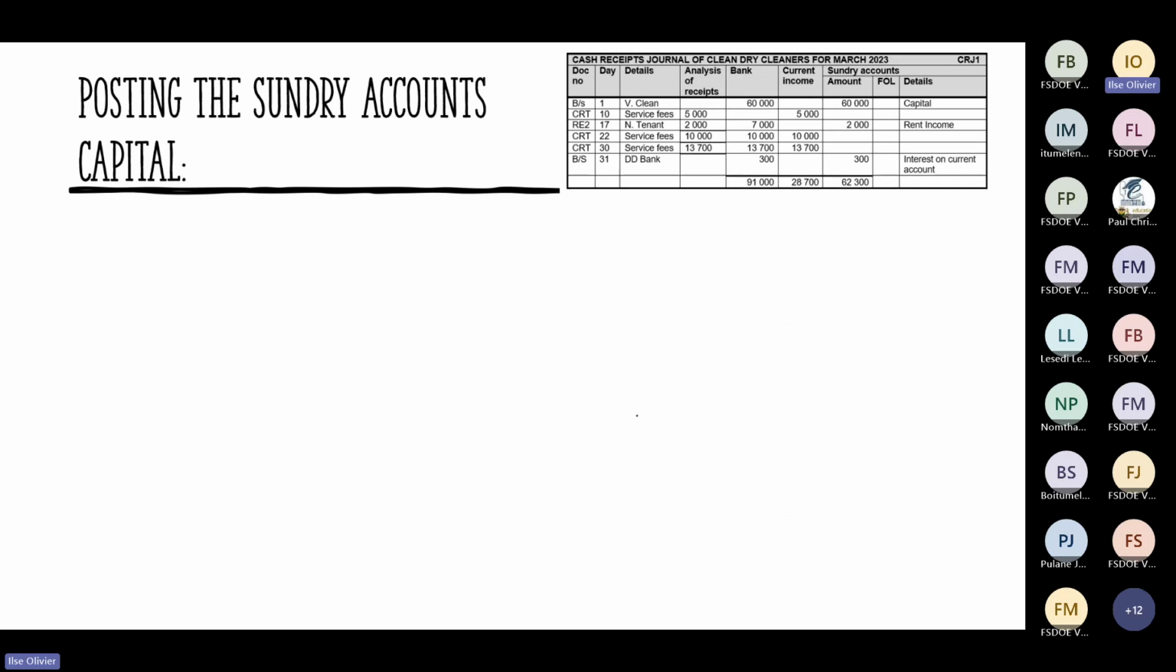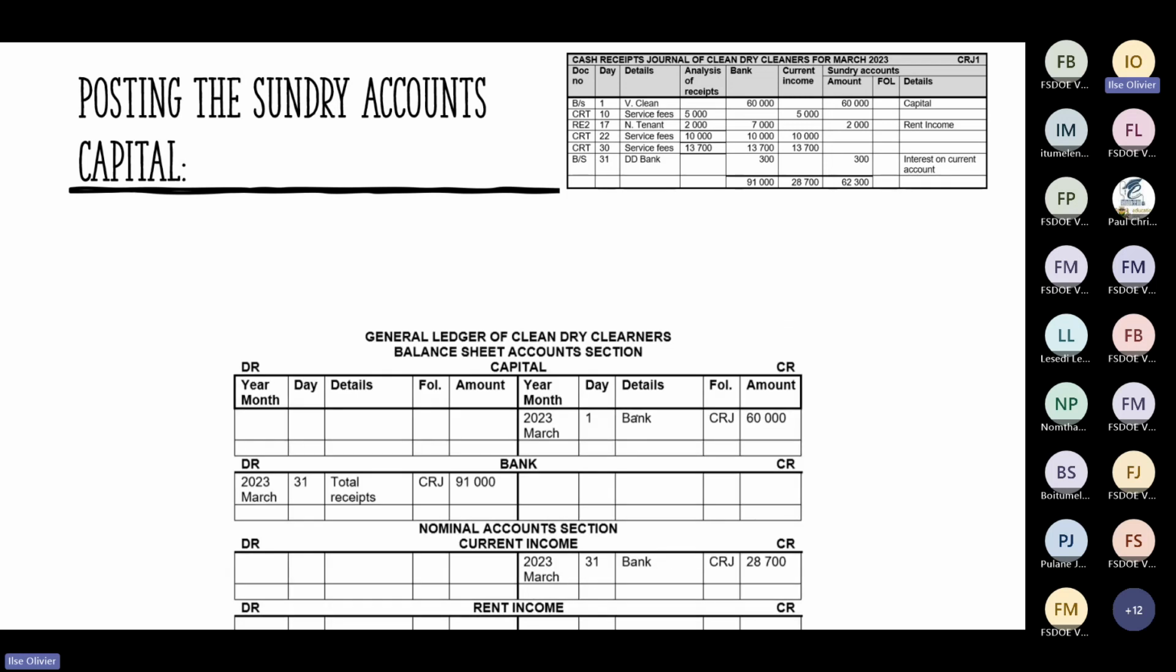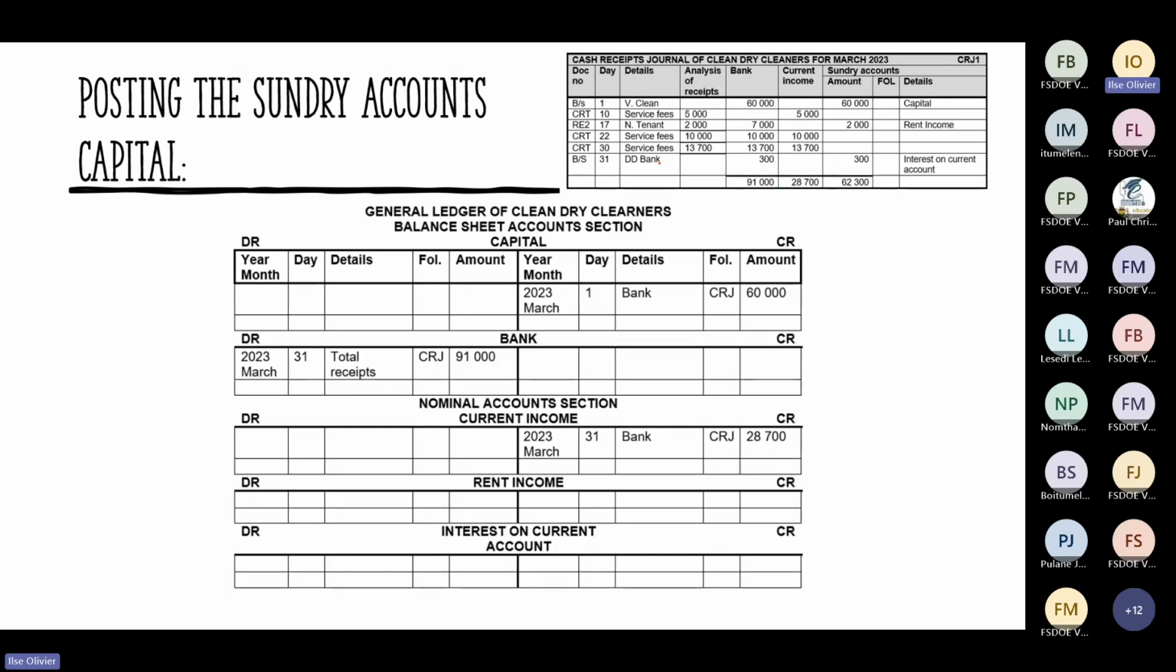Now we get to the sundry accounts. The first one is capital. What is important to see here is that sundry accounts are accounts that don't have a column of their own. So now we can't use the last day of the financial year. We use the day that the transaction took place. In this case, it was on the 1st.